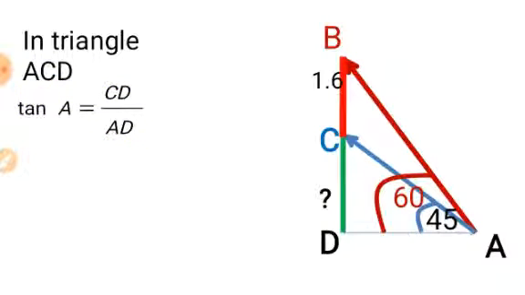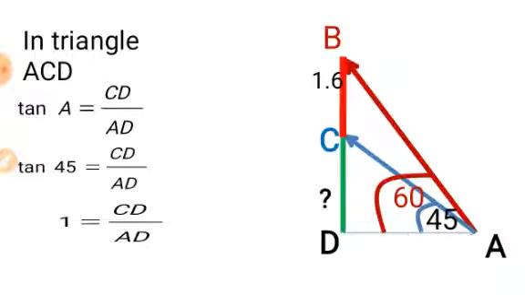Now we can replace A by 45 degrees. Our equation becomes tan 45 is equal to CD over AD. Now the value of tan 45 is 1. Replace tan 45 by 1. We get 1 is equal to CD over AD. Cross multiply this, we get AD is equal to CD. Say this is equation 1. Now we continue our calculation.